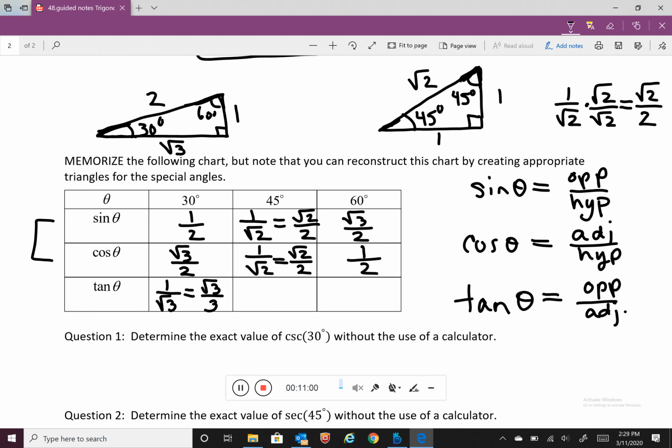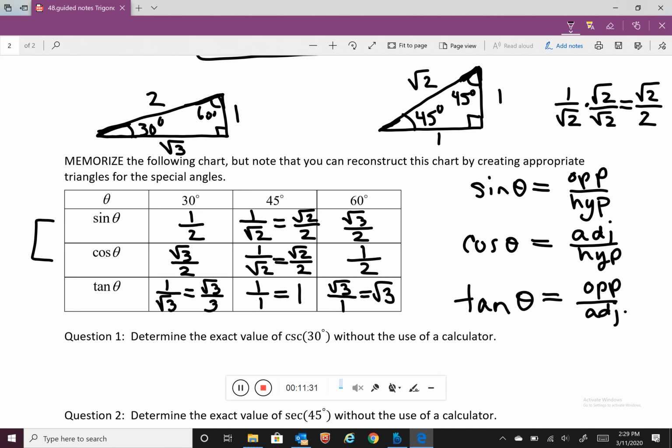For 45 degrees, the opposite side is 1 and the adjacent side is 1. Therefore, the tan of 45 degrees is equal to 1. And for 60 degrees, the opposite side is radical 3 and the adjacent side is 1. So radical 3 over 1 simplifies to be radical 3.